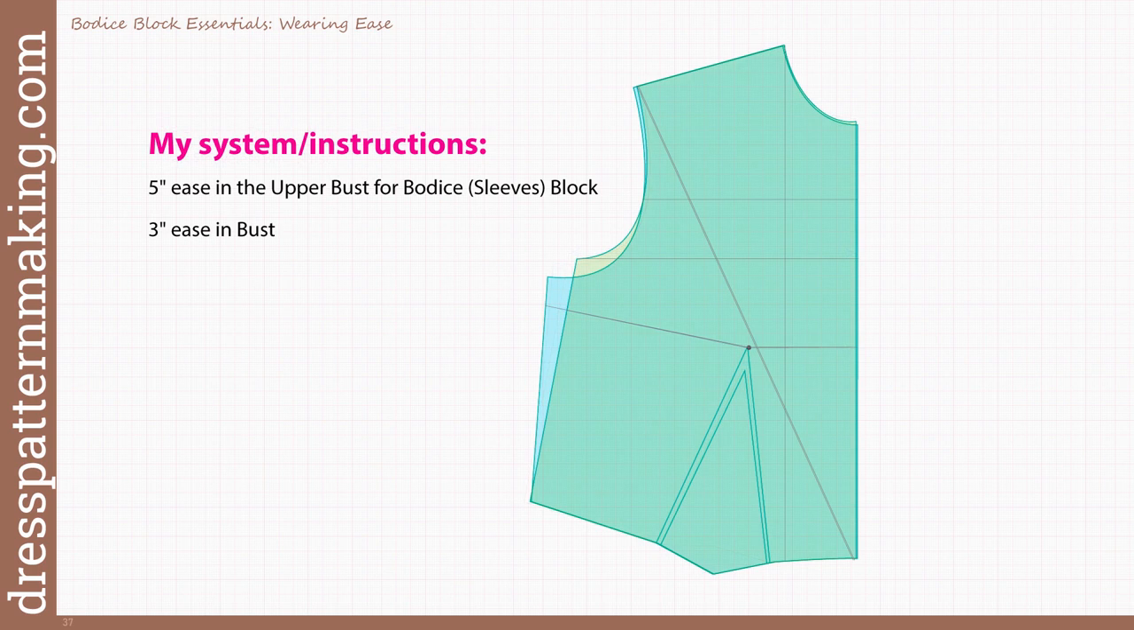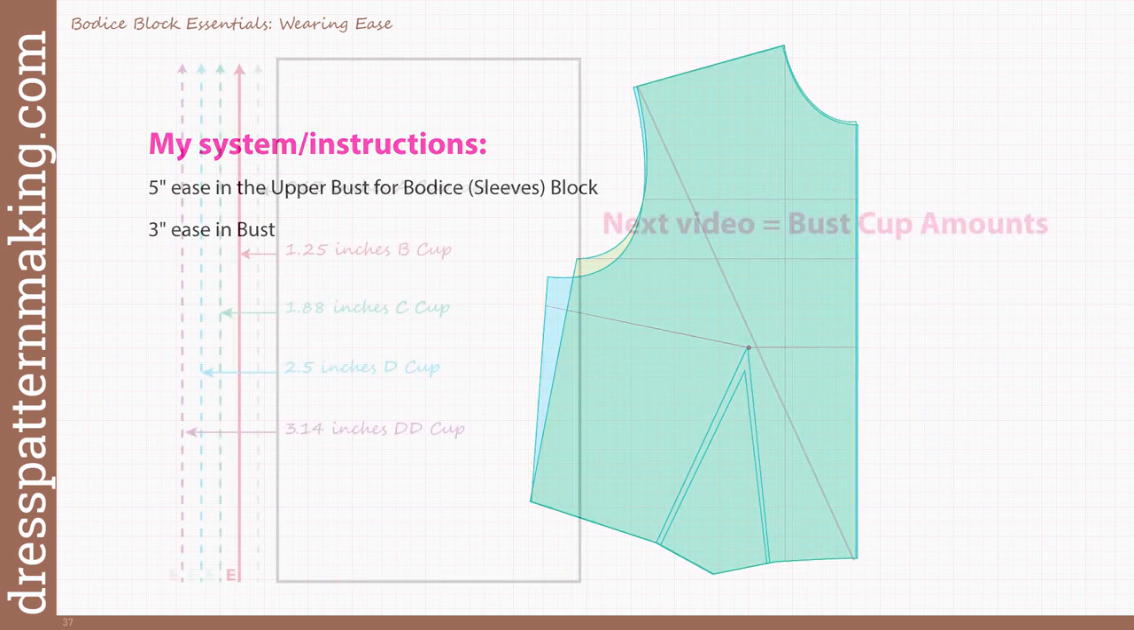So we're nearing the end. I hope you now understand ease and wearing ease, and you know the amount of ease that I add is pretty standard compared to other block making instructions and commercial patterns. 5 inches in the upper bust, 3 inches in the bust. For sleeveless blocks, it will be about 3 inches and 2.5 inches.